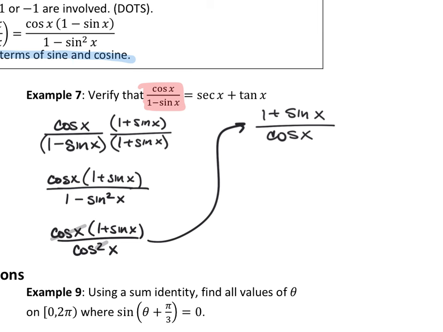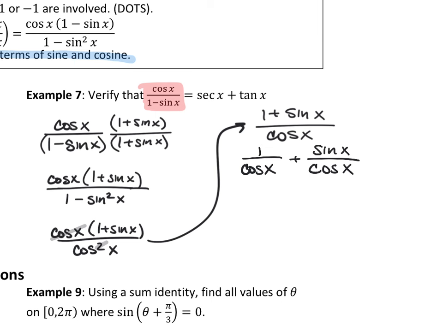It still doesn't look like what I want it to look like, but if you notice, what I want it to look like is two separate things with no denominator underneath them. Is there a way I can separate this into two pieces? Because that plus or minus is in the top, not the bottom, I can actually separate this into 1 over cosine of x plus sine of x over cosine of x, giving the denominator to both.